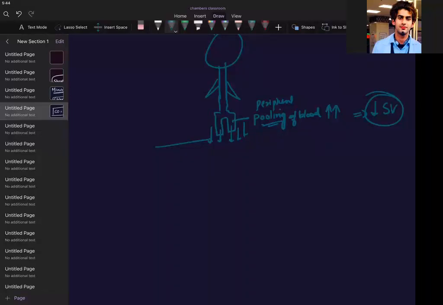But once I am quietly standing, I'm not doing anything. That means I don't need any blood. Why will I get the high stroke volume? Except if it is a disease. So I don't need any stroke volume. That's why the cardiac output will decrease.